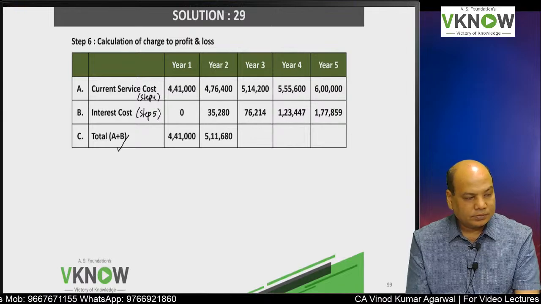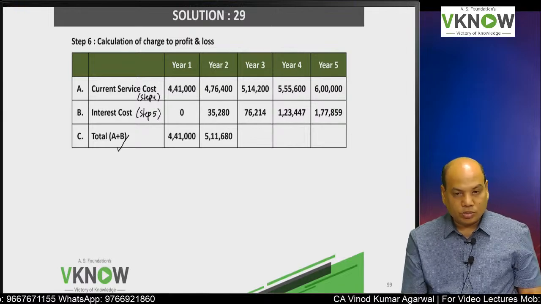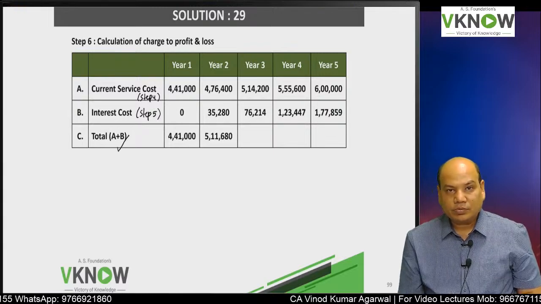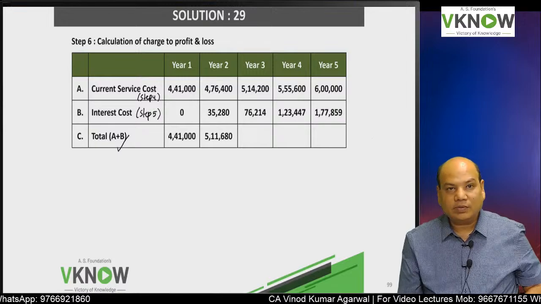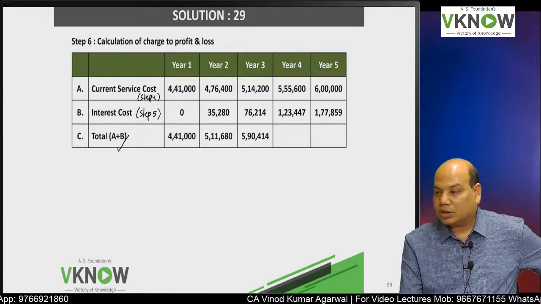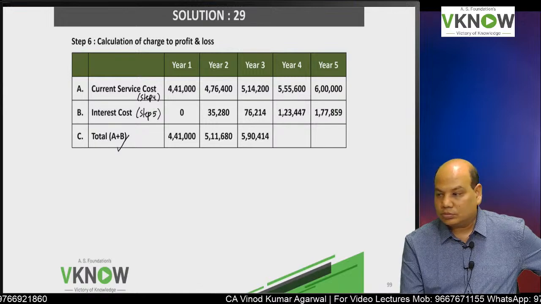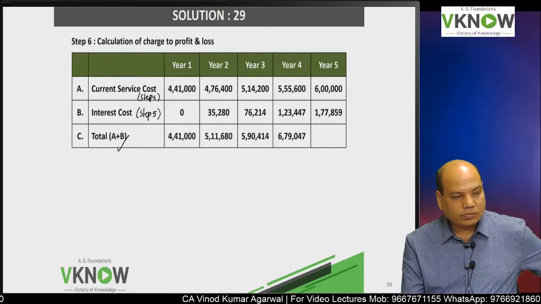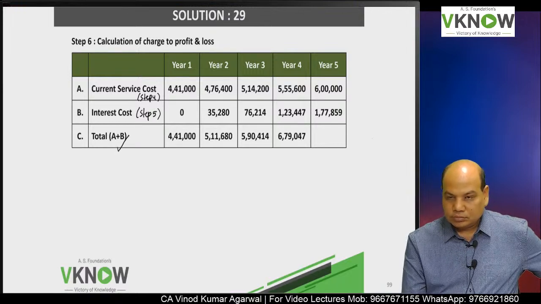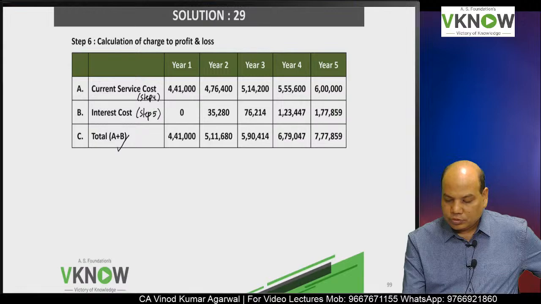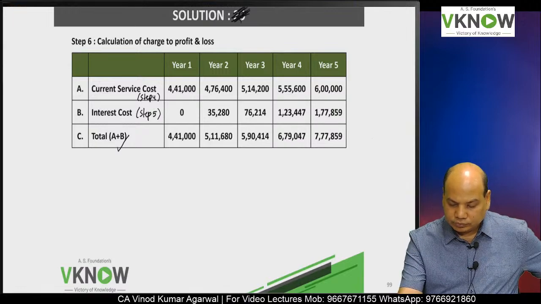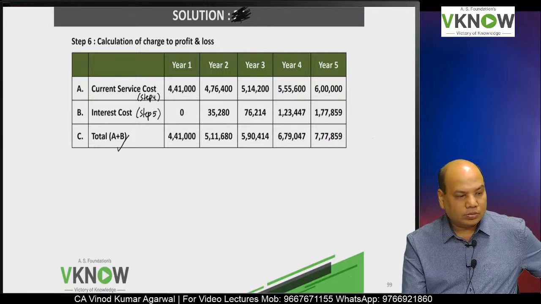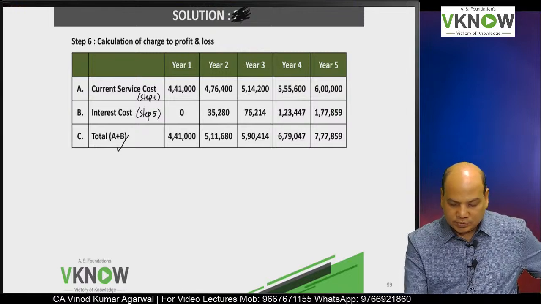Check yourself whether the total is right. First year 4,41,000, second year 5,11,680, third year 5,90,414, fourth year 6,79,047, and fifth year 7,79,859. This is how P&L account will be presented.